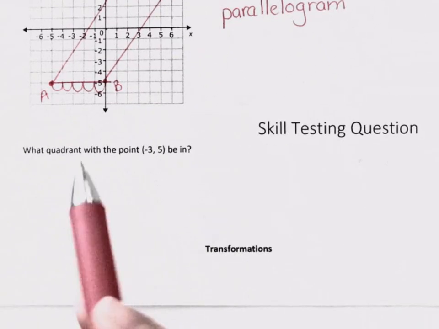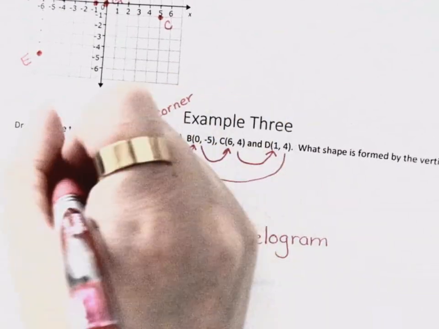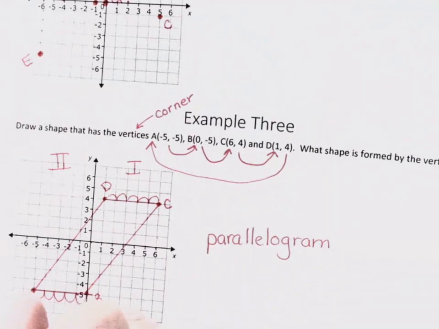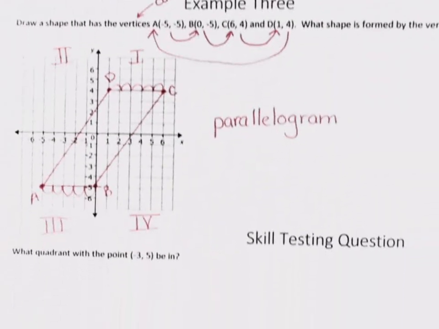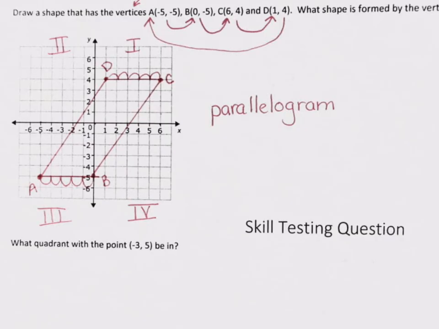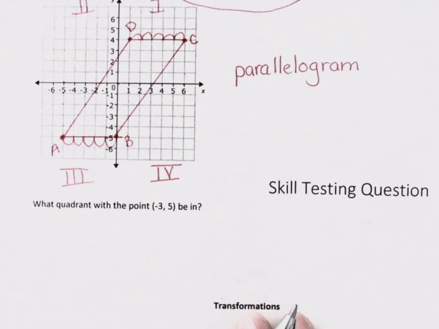Okay, skill testing question. What quadrant, so remember that this is quadrant 1, this is quadrant 2, this is quadrant 3, and that's quadrant 4. And I have no idea why they use Roman numerals to label the quadrants. If you don't like those, that's okay too. But I just want you to see them and recognize what they are. They're just Roman numerals. It's a fancier way of counting. Looks a little different than our Arabic numbers.